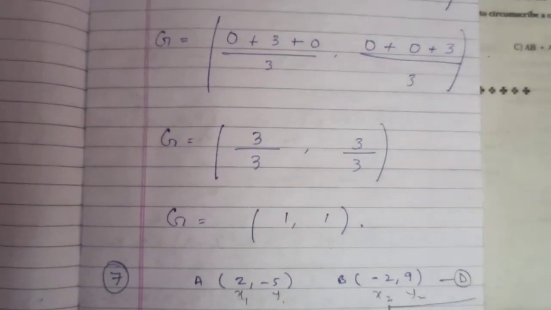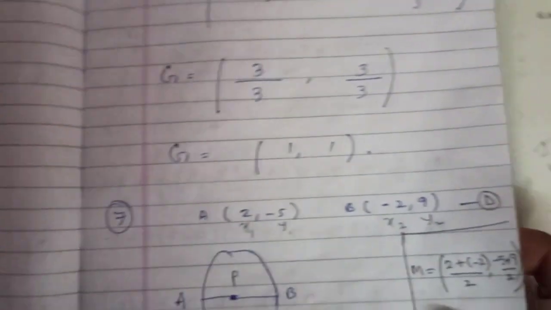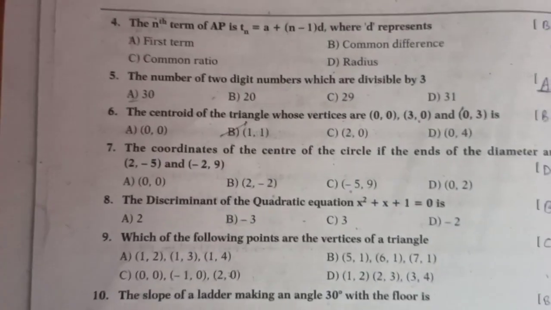Okay, this is the sixth question. So here in this, in sixth one, 1 comma 1, it's what? Option B. So in sixth one, option B is the answer.